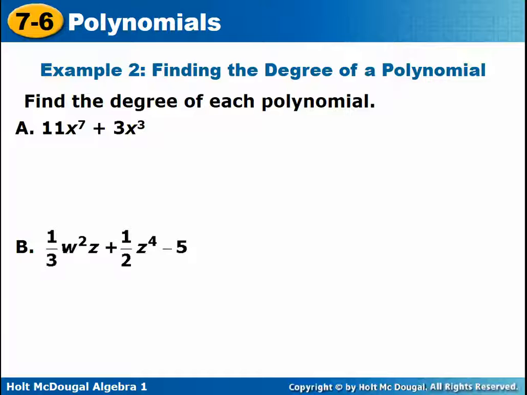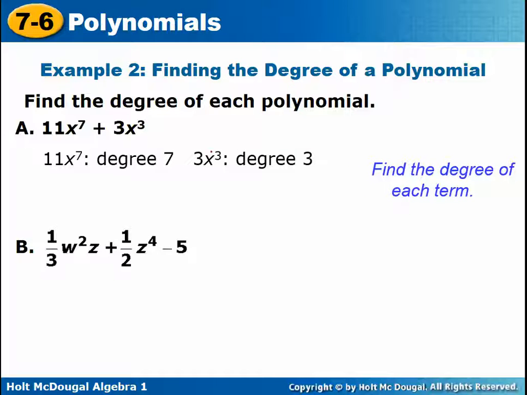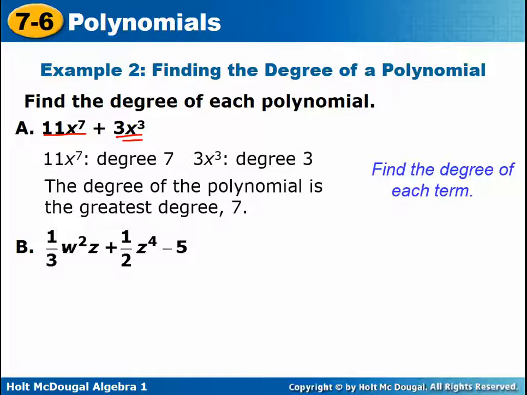So in this example, for number 11, we have to find the degree of each polynomial. Letter A. So we have 11x to the 7th plus 3x to the 3rd. You find the degree of each term. You don't combine them. The first term is 11x to the 7th. That has a degree of 7. The second term is 3x to the 3rd. That has a degree of 3. The bigger of these is the 7. So the degree of the whole polynomial is 7.